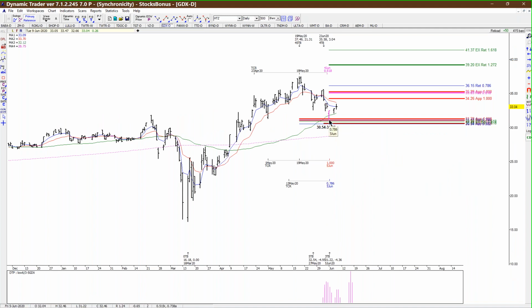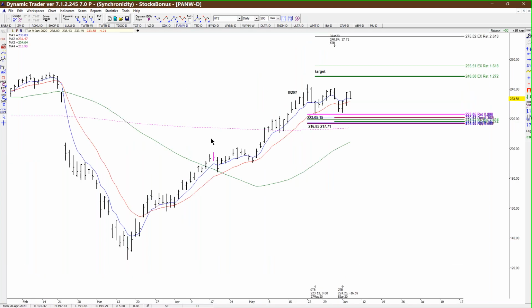GDX, time and price at this last low. I don't know if it's going to continue to rally, so how about you at least have a break-even stop? PANW gave a new signal after it retested support. If we continue to hold, 248 is your target.